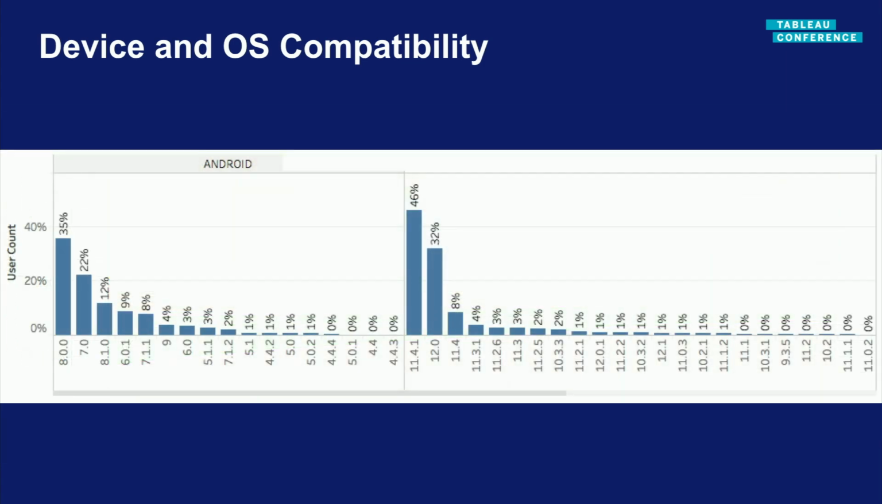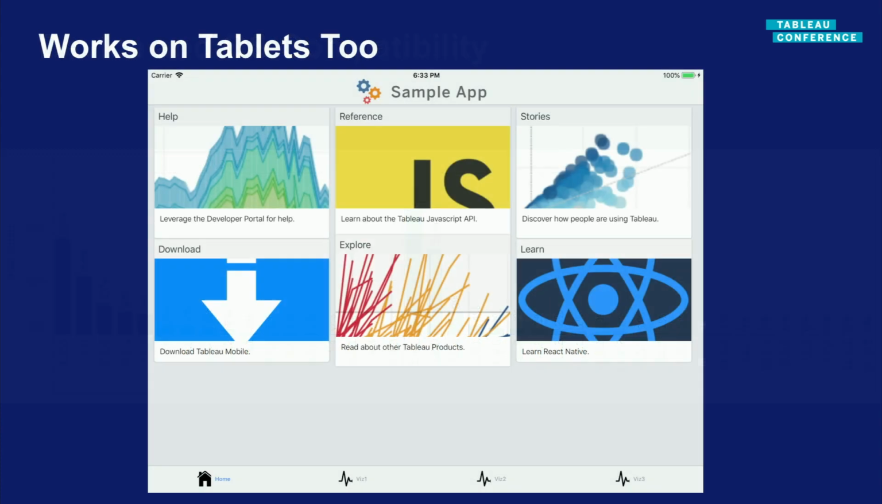Here's the same info, but shown with bars. You can see most of the numbers on the right, which are iOS, are 11 and 12 versions. So it's worth setting iOS 11 at the minimum. I've been showing a lot of phone screenshots here. It works great on tablet too. It's just easier to include phone screenshots in a presentation.